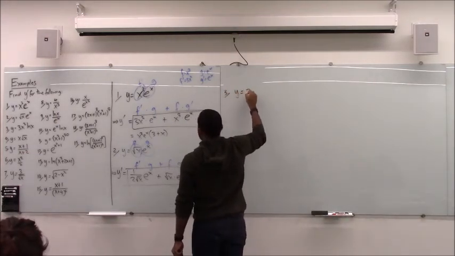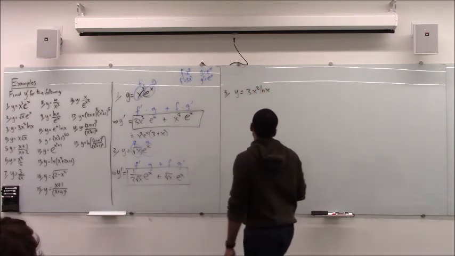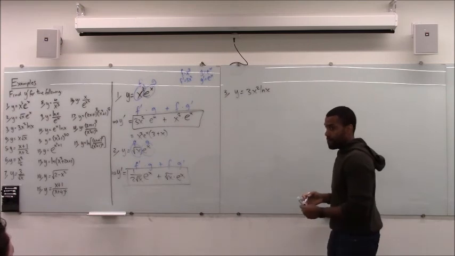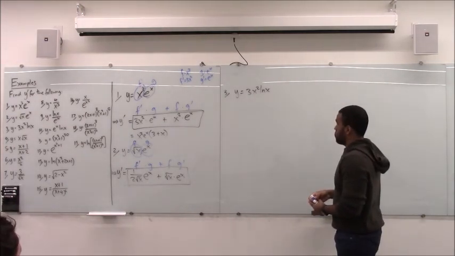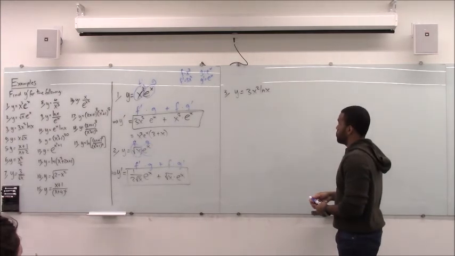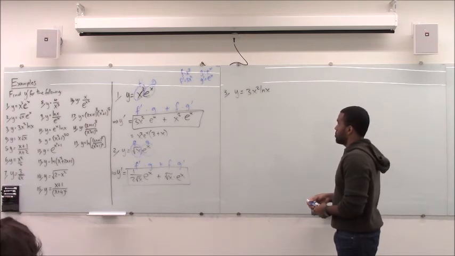Y equals 3x squared and x. What do you think we're going to do for that one? Yeah? Well, you can either put the 3x squared to make it the exponent of x and the natural log of x, and then you can chain rule it, or you can just straight up go into the product rule.